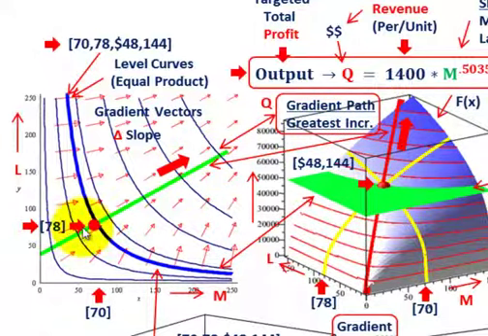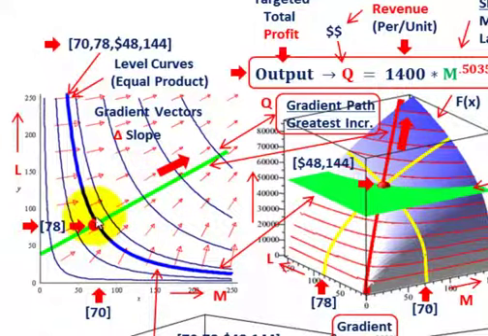I'm showing it here based on our vectors. I plotted it out here in 2D. So what you're seeing here in 3D, this red gradient path, and the gradient path is really the path of the greatest increase, in this case, of our production function. So red over here, that's our greatest increase. That's what we're following along here. And then it would be the green over in our 2D plot.